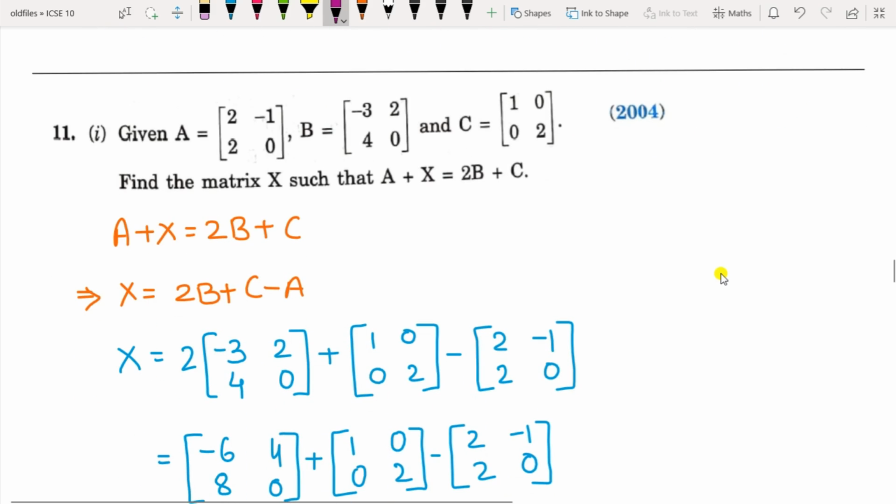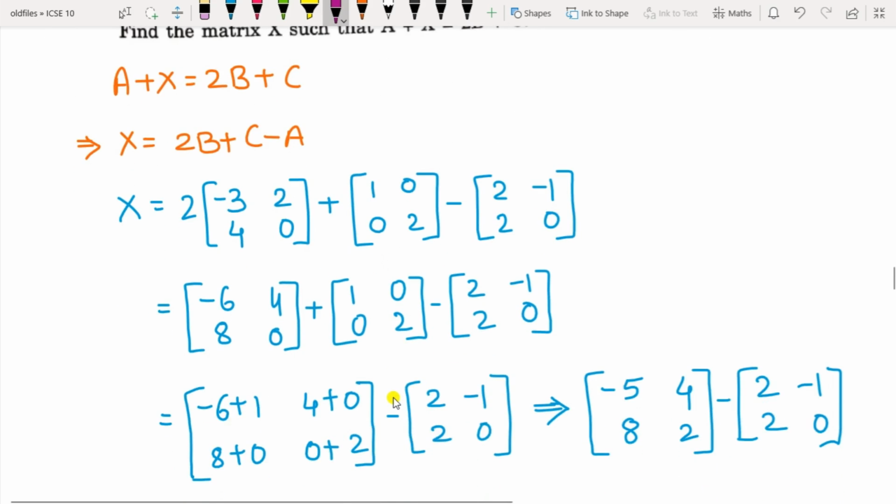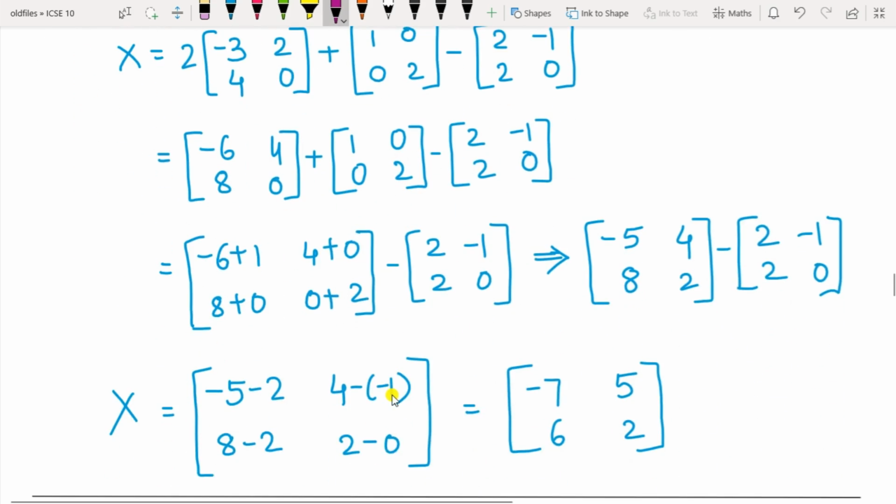Question 11, same thing, this was asked in 2004. This is the given expression here, A plus X equal to 2B plus C, and A, B, C are the given matrices. You have to find the value of X here. So bring A onto this side, you will get the equation as 2B plus C minus A, and substitute the value of B, C and A matrix and solve accordingly. Okay, so this is your resultant matrix for X.